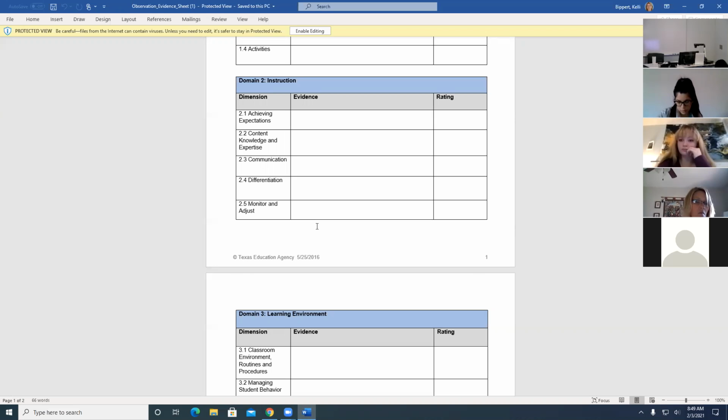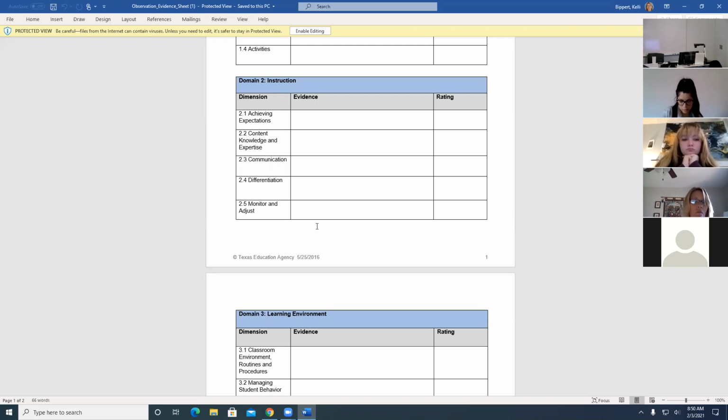Content, knowledge, and expertise. Does the teacher understand and teach it using, let's say, research-based strategies? It's going to be kind of hard to say what research your strategy is based on, but oftentimes you can tell, especially if the teacher is using materials provided by the school. You can expect them to be based on research. Communication. Is he communicating well with the class? Are questions being addressed that students may be asking, and so forth.